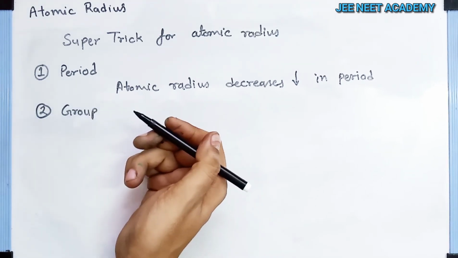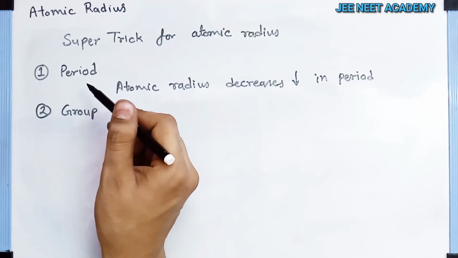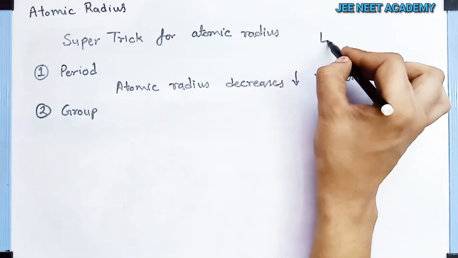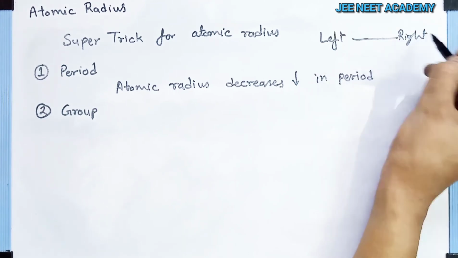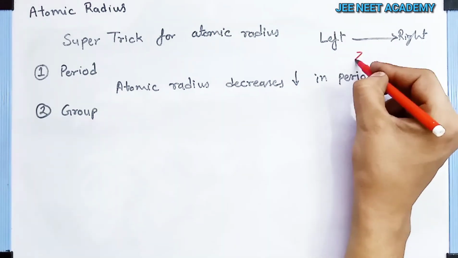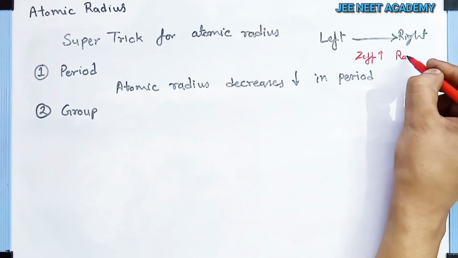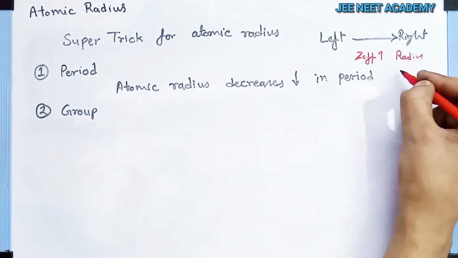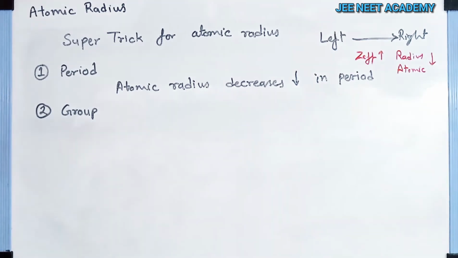In a period, as we know, the explanation is Z effective. From left to right, Z effective is increasing, so the atomic radius will decrease. From this concept only, you can understand. It's easy to understand the atomic radius in a period. Then group.